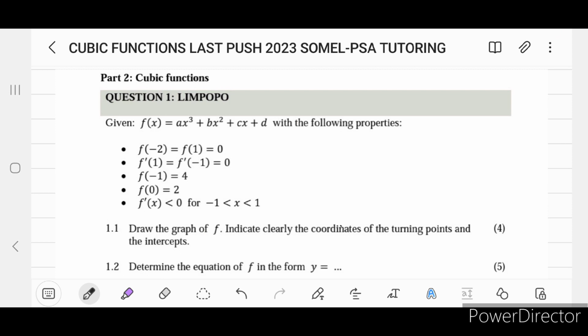We'll be doing cubic functions. We've compiled all the prelim papers that were written this year, 2023, and we'll be answering the questions per province. So we are starting with Limpopo. This is what Limpopo was faced with.